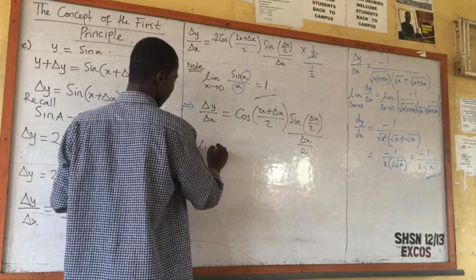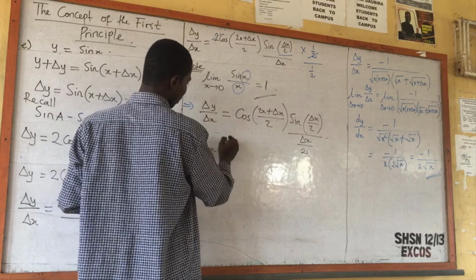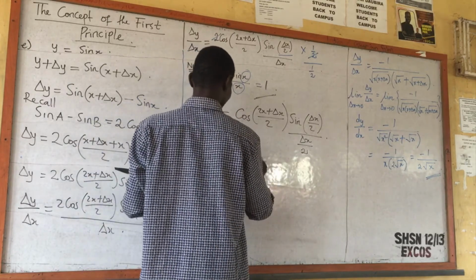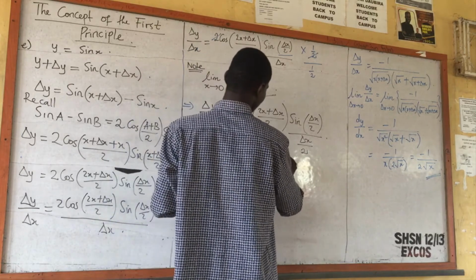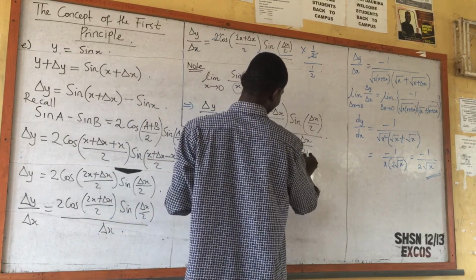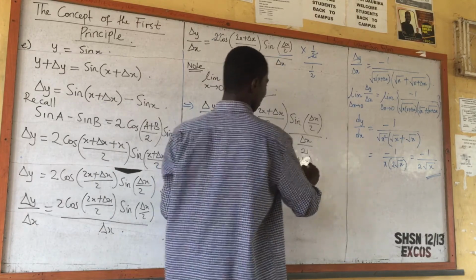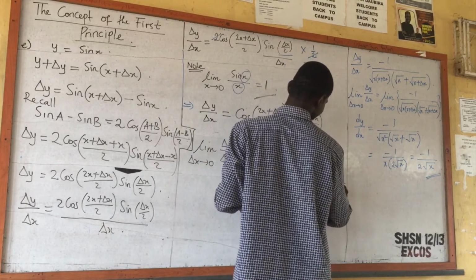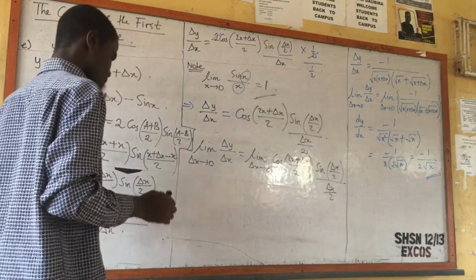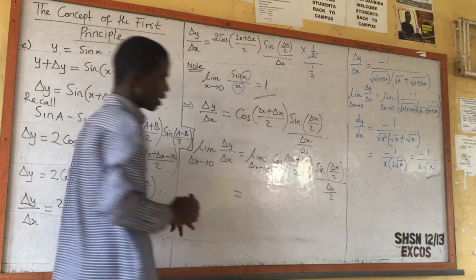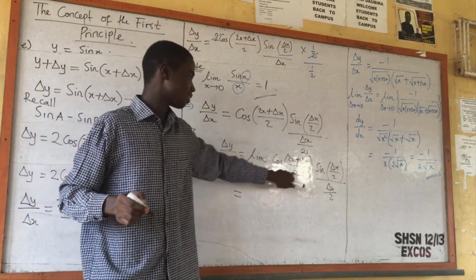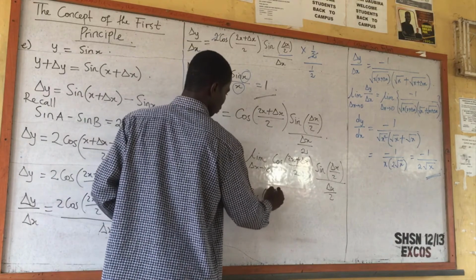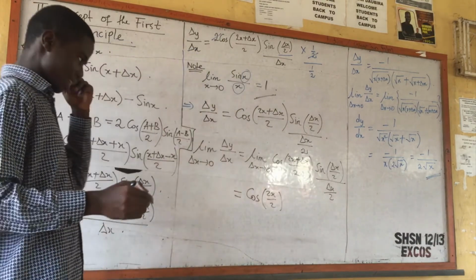So the limit as delta s goes to 0 of delta y over delta s is equal to the limit as delta s goes to 0 of cos of (2s plus delta s) over 2 times sine of delta s over 2, everything over delta s over 2. At the end of the day, anywhere you see delta s in the cos, put 0, so that I will be left with cos of (2s plus 0) over 2. 2s plus 0 is 2s, that's 2s over 2.